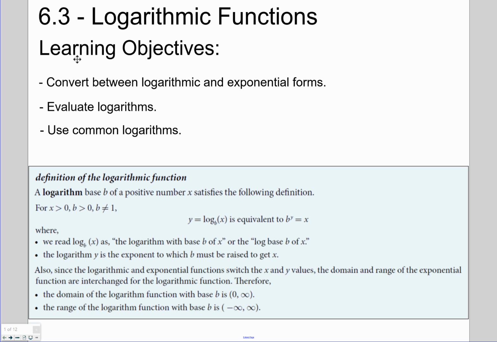So we're going to talk first about exponential equations, transitioning from those into logarithmic equations, and then going back and forth. And all of you have done this.